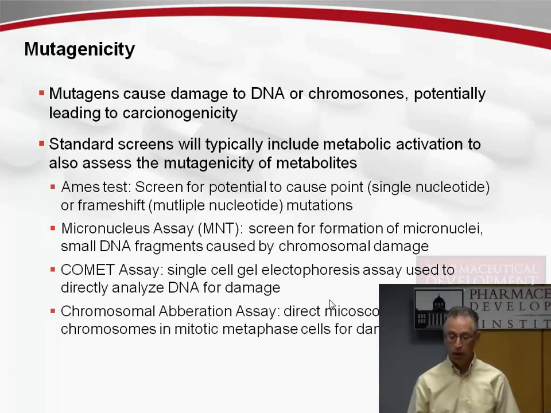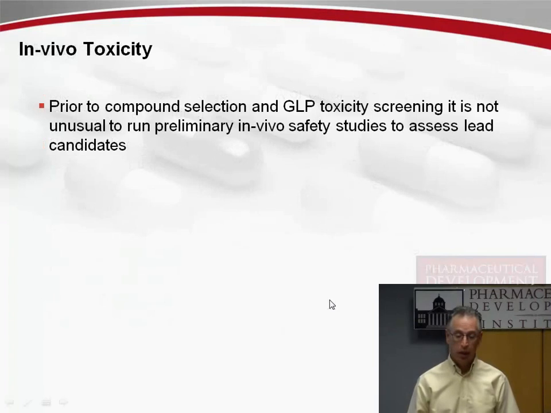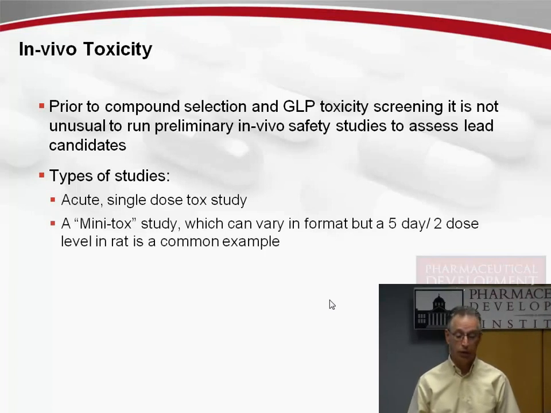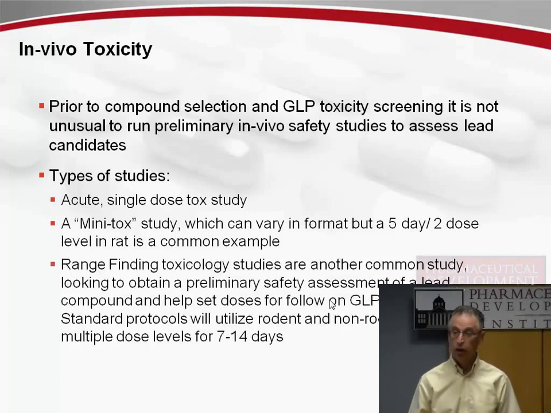Prior to compound selection and GLP toxicity screening, we'll typically run some preliminary in vivo safety studies to assess lead candidates. These may include an acute single-dose toxicity study, a mini-tox study, which can vary in format, but 5 days of 2 dose levels in a rat is a common format. And finally, range-finding toxicology studies may also be run, looking to obtain both a preliminary safety assessment and also to try to help set doses for your GLP tox study. Standard protocols are a week to 2 weeks in rat and a non-rodent species.